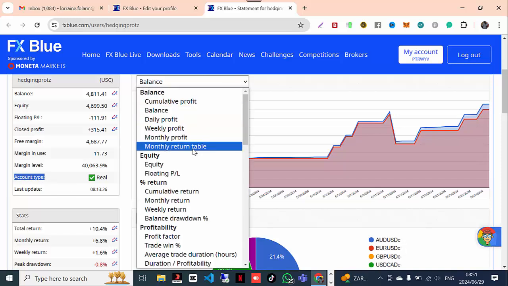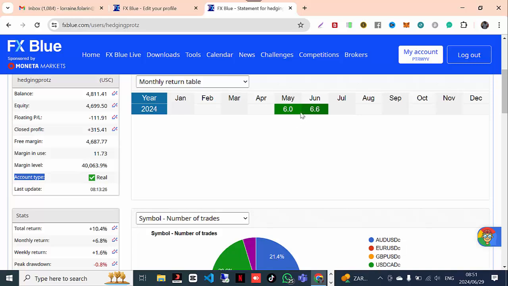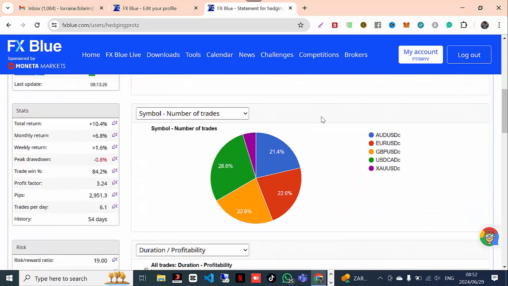Now let's go to the monthly return table. Now you can see last month in May, the robot did 6.0 a month. Now in June we have done 6.6, so we have 0.6 ahead of the previous month. Yeah, sometimes it's like this. That means in the 2 months I did 12.6% of my investment, return on investment.